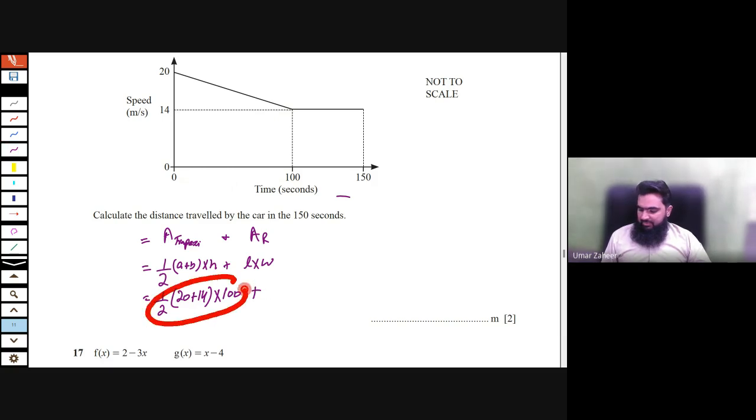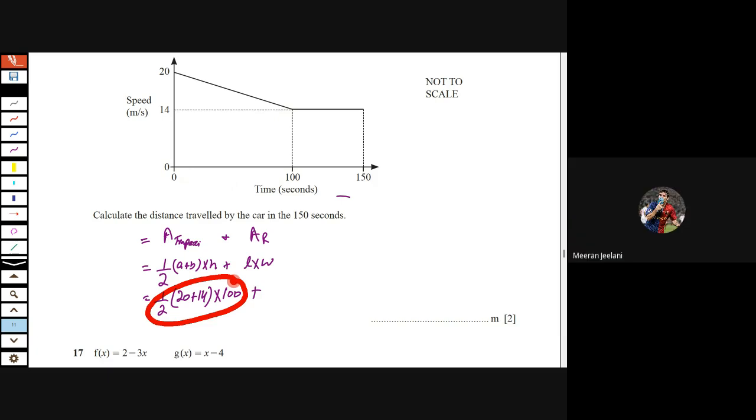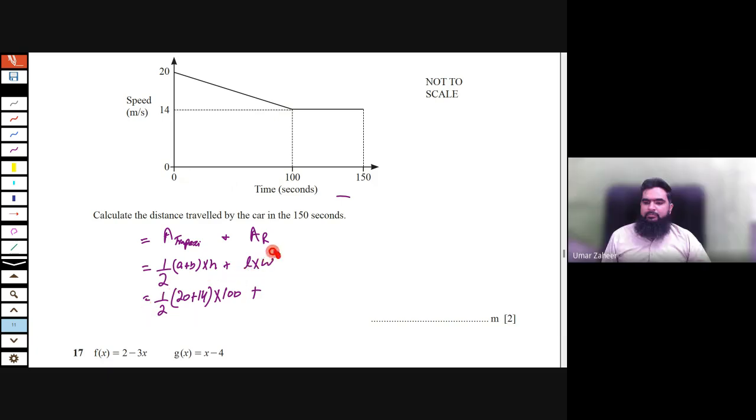Yes, any question in finding the area of trapezium? No, sir. Yes, Rania, Miran, Taha, Sahud. Yes, sir. Yes, sir.